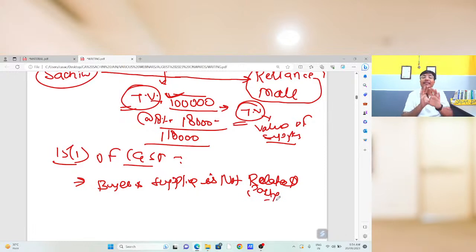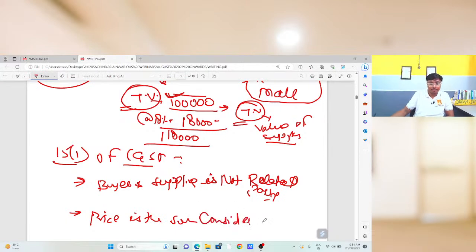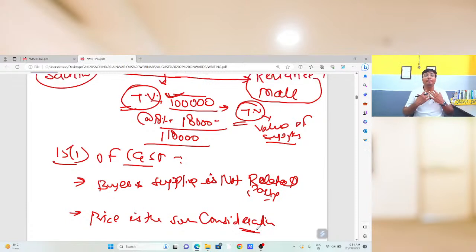So in that case, Mukesh Ambani ji is not my relative. So buyer and supplier is not the related party. Reliance Mall and Sachin Jain do not have any relation here. So we can say buyer and supplier is not the related party. Next, price is the sole consideration. That means I am just going to pay that 1 lakh rupees plus GST to Reliance for buying that particular television. Other than this, I am not going to make any payment to Reliance Mall. So in this transaction, these two conditions are satisfied: buyer and supplier are not the related party and price is the sole consideration. In that case, we can say that the transaction value will be the value of supply.